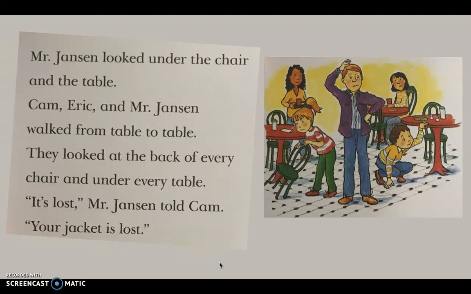You're right. Great job. Cam and Eric and Mr. Jansen walked from table to table. They looked at the back of every chair and under every table. It's lost, Mr. Jansen told Cam.